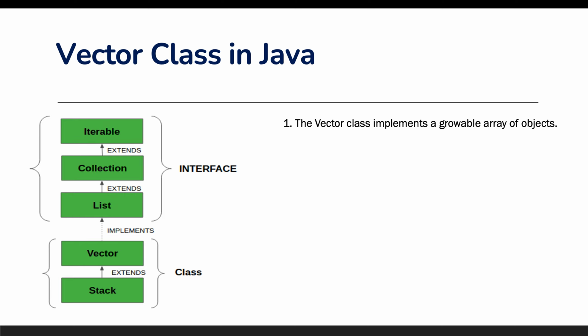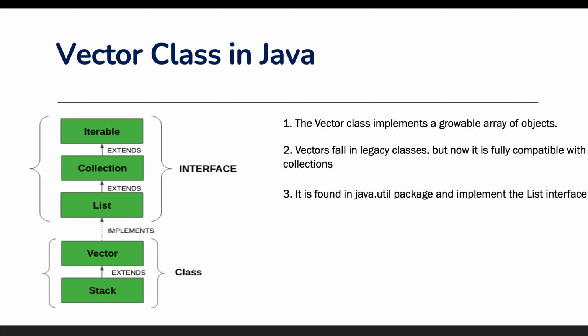So the vector class implements a growable array of objects. It means the vector class is also implemented on top of the array data structure. In an array, we have a fixed size, but in the case of a vector, it is a growable array of objects, meaning it is dynamic in size. Second, the vector class falls in legacy classes, but now it's fully compatible with the collection framework. What are legacy classes? We will see in a couple of minutes.